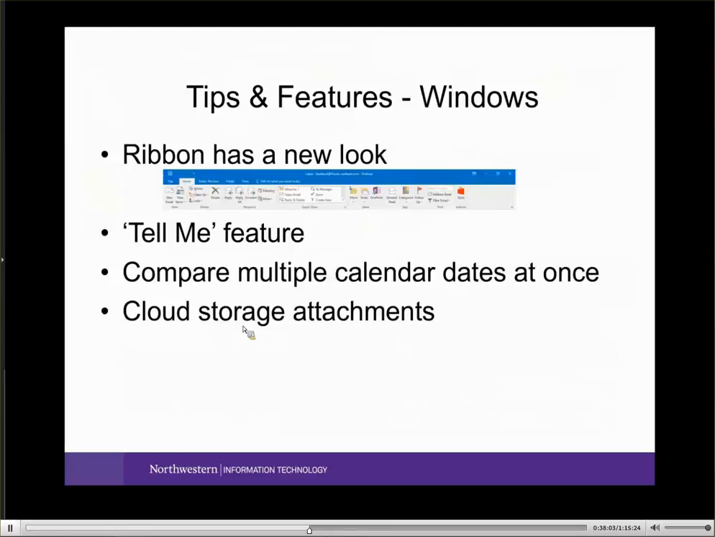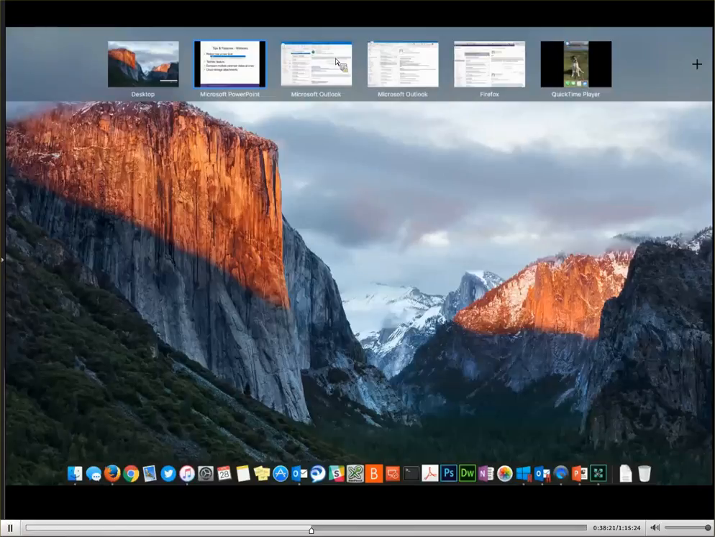Okay, so I'm going to go into some of the little tips and features that exist on the Windows version of Outlook 2016. As you can see, I put a graphic here of the ribbon. The ribbon is the main navigation menu. I think it's been around since 2013, I believe. So I'm going to just go ahead and switch over to that real quick.